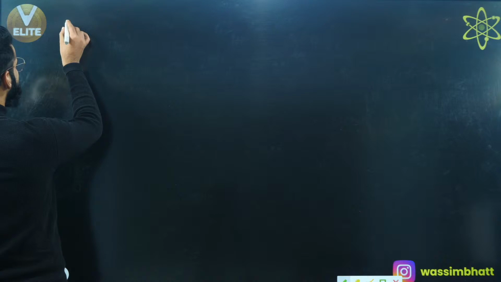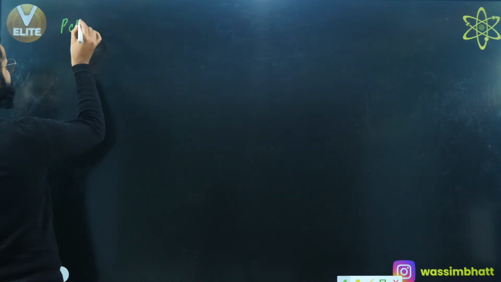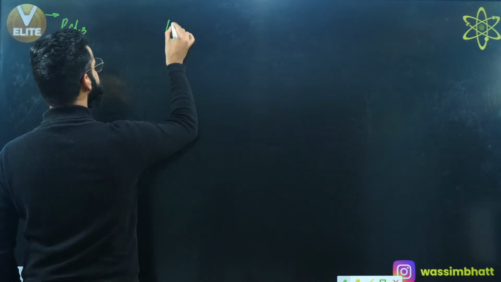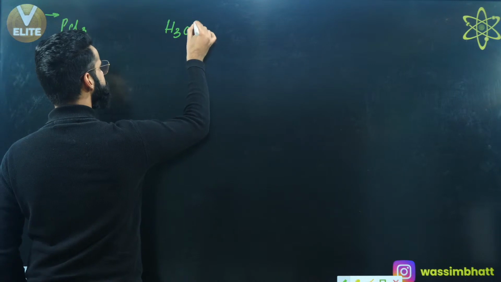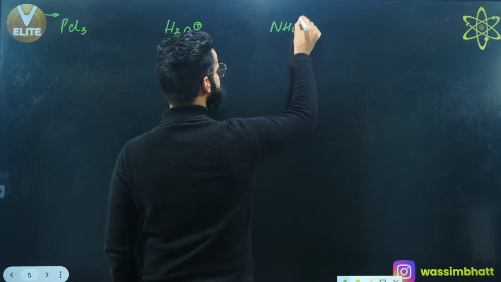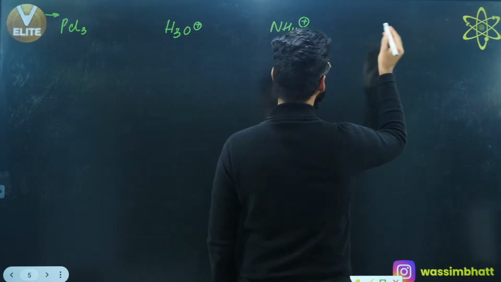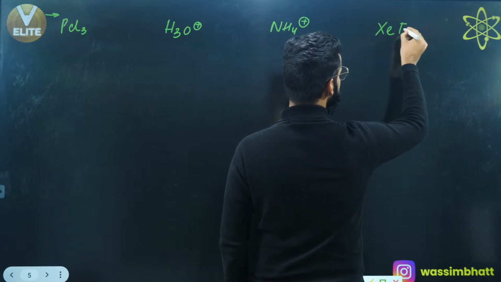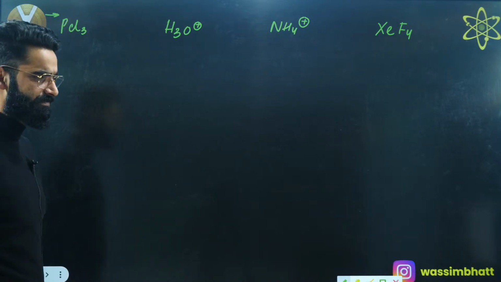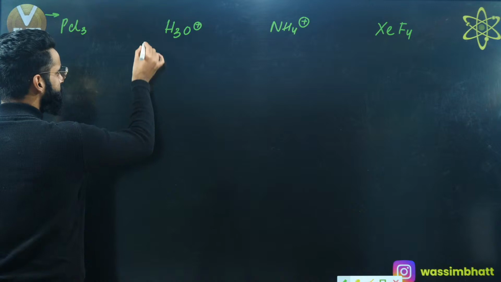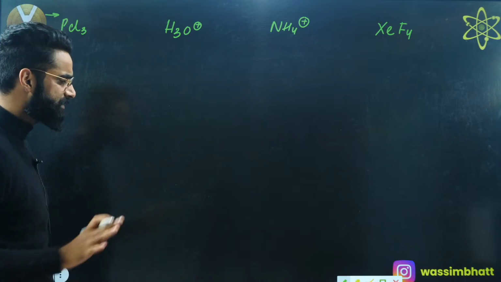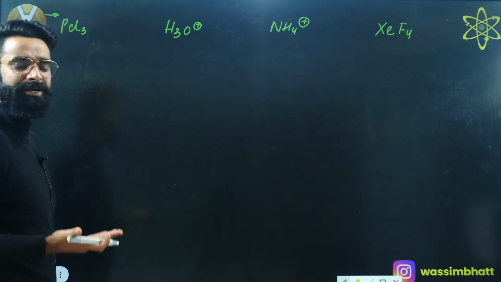Alright, so let's start with, for example, PCl3. PCl3 is the first one which I'll be taking. After PCl3, I'll be taking, for example, H3O positive. After H3O positive, let me take NH4 positive. After NH4 positive, let me take XeF4. Let's try to discuss the hybridization of these molecules first of all. Have a look exactly, guys, how do we calculate it? In the last session also, I told you how to calculate it. And these are just examples by means of which the method to calculate hybridization is going to be clear to you.